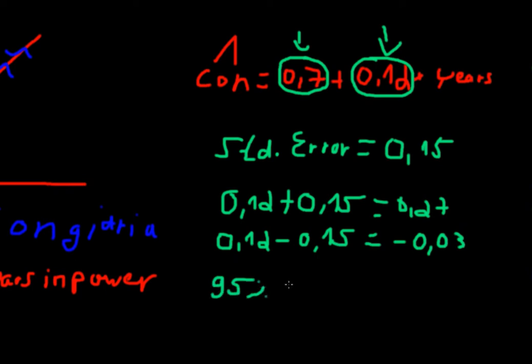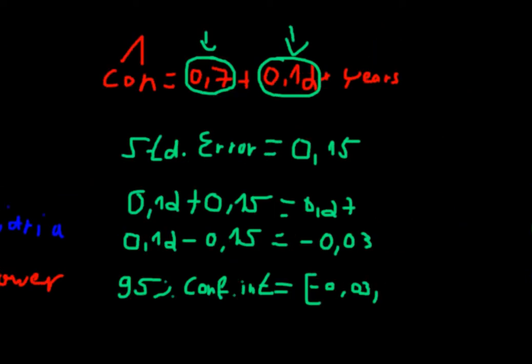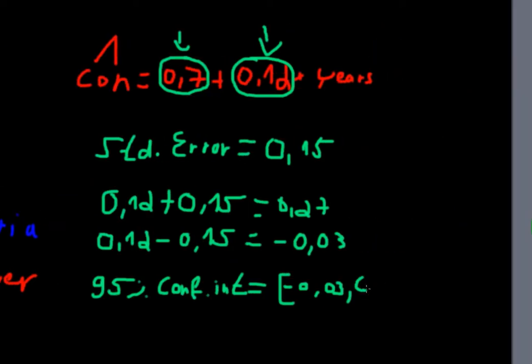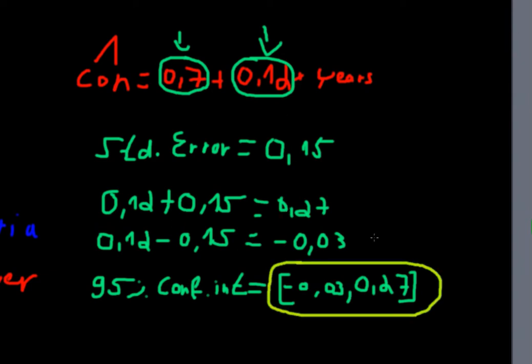So the 95% confidence interval is equal to minus 0.03 and 0.27. This right here, this is our confidence interval for this parameter, okay?